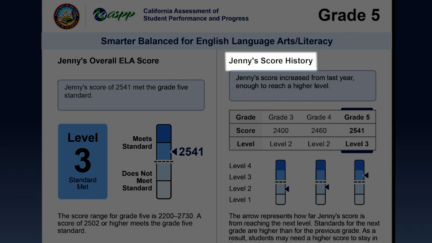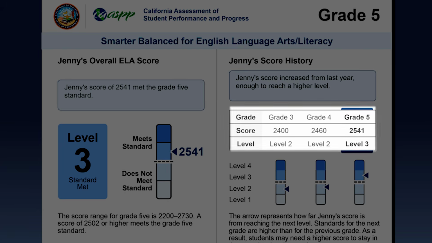The next section provides information about Jenny's score history for the past 3 years. Her overall score and achievement level increased since she was in grades 3 and 4. This chart shows where Jenny scored for each of the 3 years.